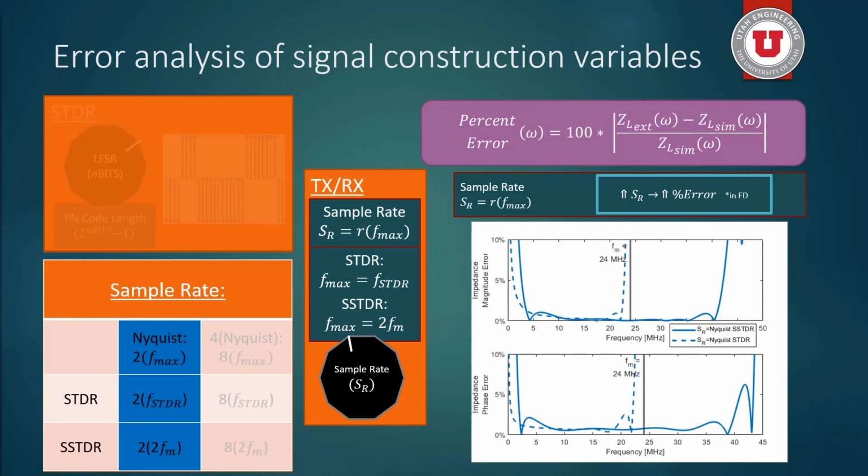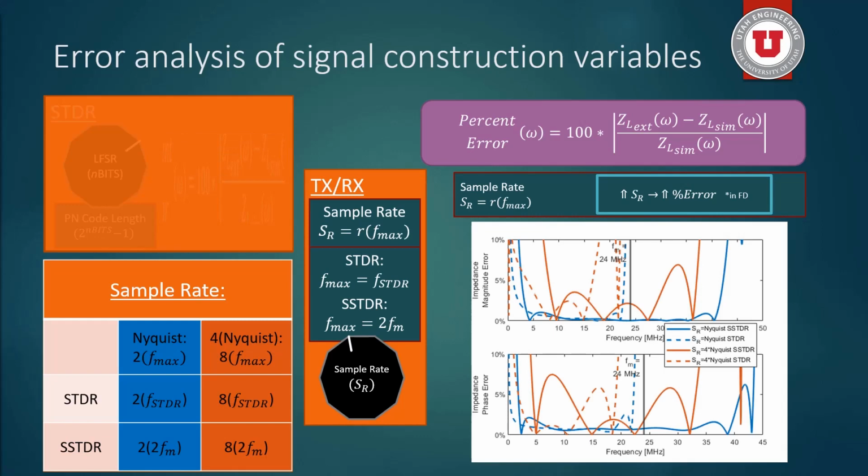Lastly, I'll cover the effects of increasing transmission and receiving rate beyond the minimum Nyquist value. The Nyquist value is the minimum sampling rate to prevent aliasing and states that the minimum sampling rate must equal 2 times the maximum frequency in the signal, fmax. For STDR, fmax equals FSTDR, and for SSTDR, fmax equals 2 times FM.